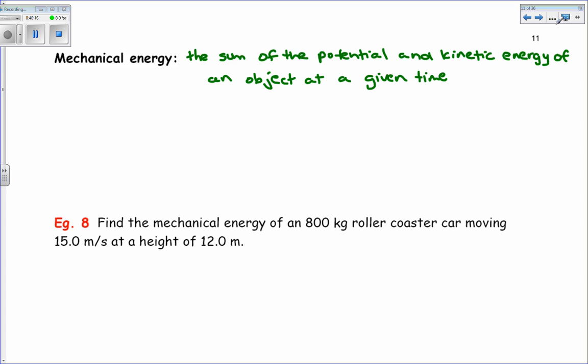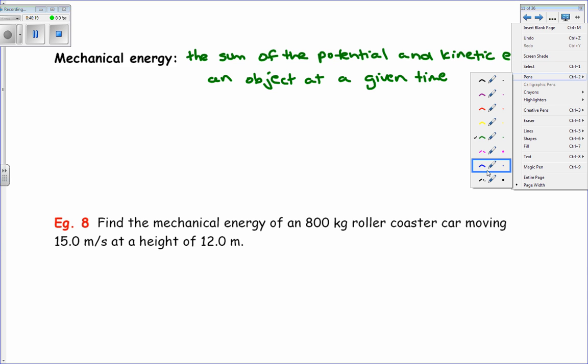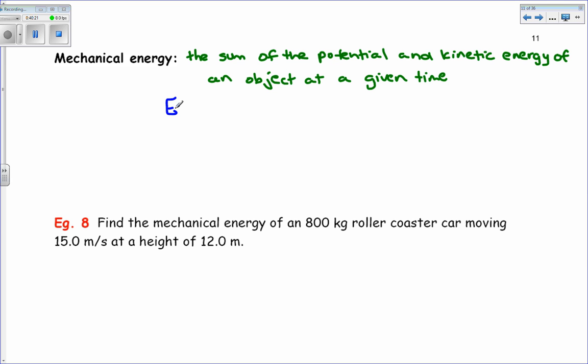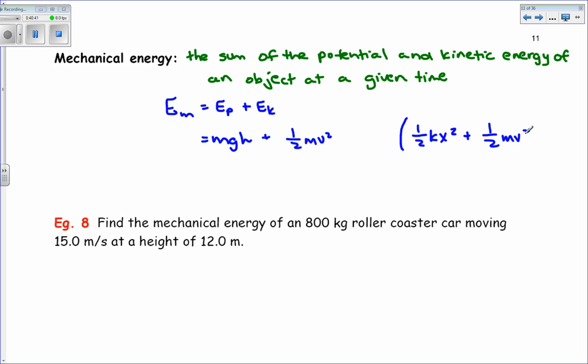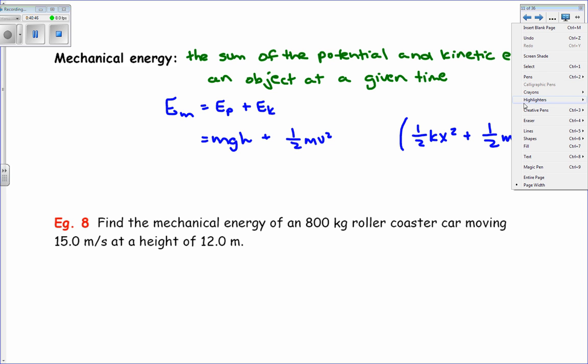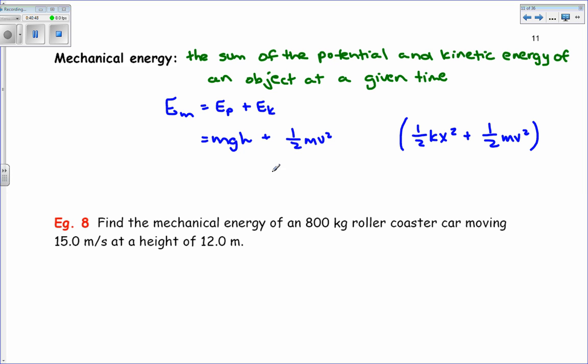So it's pretty easy. It is, and this we should remember from Science 10 as well, mechanical energy equals potential energy plus kinetic energy. So mgh plus 1/2 mv squared. It's rare, but you could also have 1/2 kx squared plus 1/2 mv squared. But when we're talking about mechanical energy, we tend to be using it this way. This is not on your formula sheet. Okay, so this is not on your formula sheet. You need to memorize this.